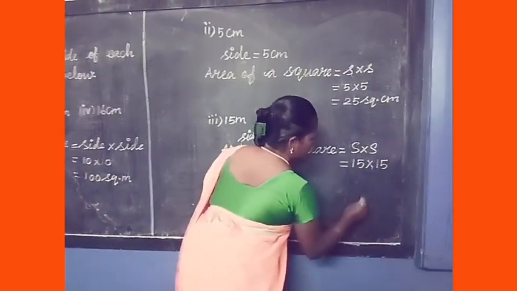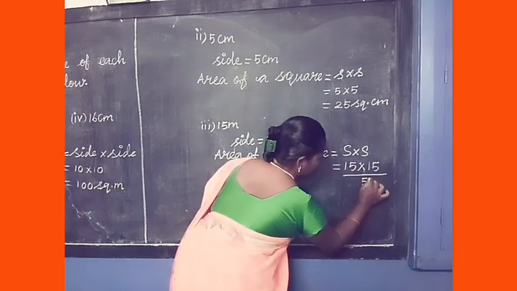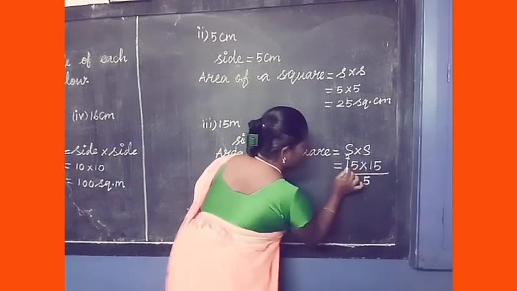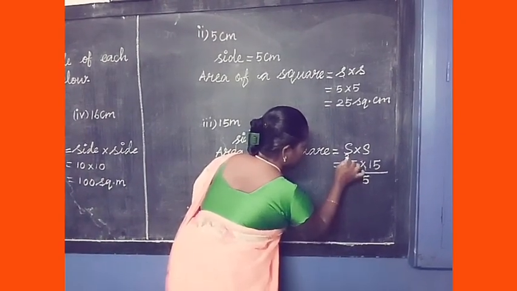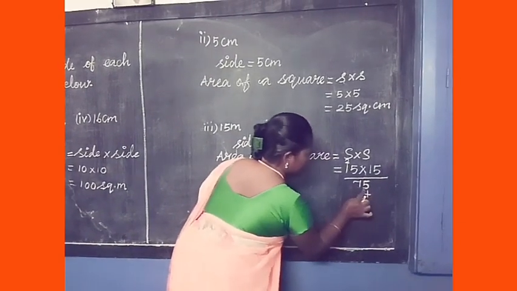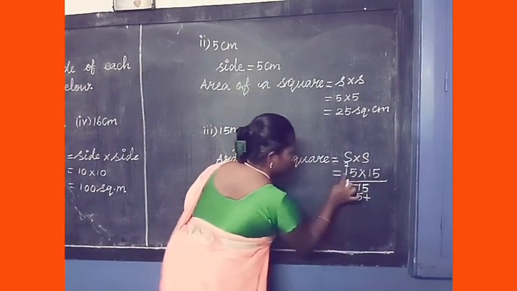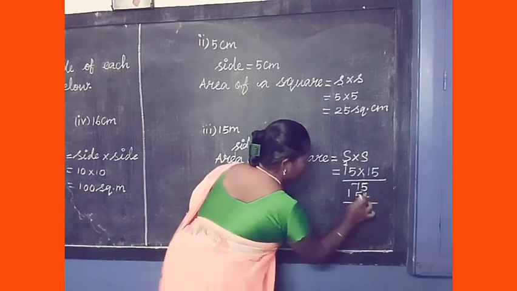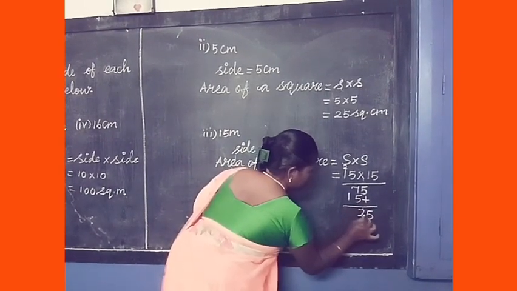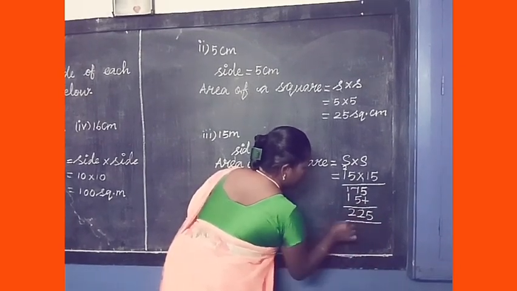Now multiply the value. 5 fives are 25. 25, write 5, carry 2. Again 5 ones are 5. 5 plus 2, 7. Next, put a plus symbol in the first digit. Next, we have to multiply by 1. 1 five is 5. 1 one is 1. Now add the values. 7 plus 5, 12. 12, we write 2, carry 1. 1 plus 1, 2. So 225.